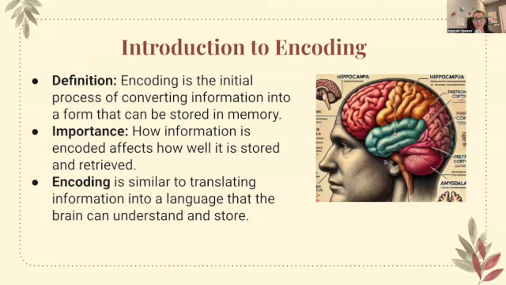So let's talk about introduction to encoding memories. Okay, so let's look at the definition of that. Encoding is the initial process of converting information into a form that can be stored in memory. Now, we actually did do this definition in 2.3, so you should already know what encoding is, but at the same time, we're going into a little bit more detail now. So what is the importance of that? The importance is how information is encoded affects how well it's stored and retrieved. So encoding is similar to translating information to a language that the brain can understand and store.